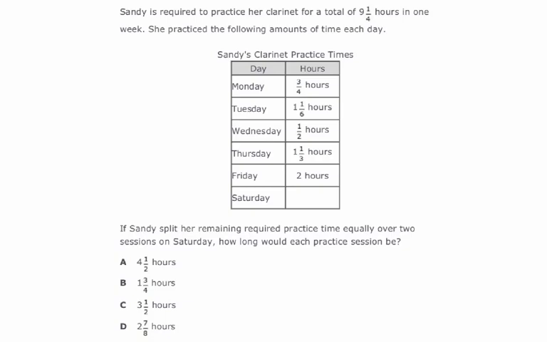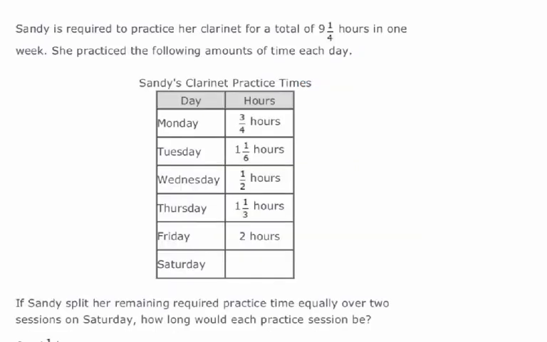So a lot of steps involved in this one, and this is why this was one of the more complicated questions. And here's what we need to do first. We need to figure out first how many hours Sandy has practiced already. She's practiced Monday through Friday, and we need to add these up. So we're going to take these fractions and mixed numbers from Monday through Friday, and if they're mixed numbers, we'll turn them into improper fractions and then add them up.